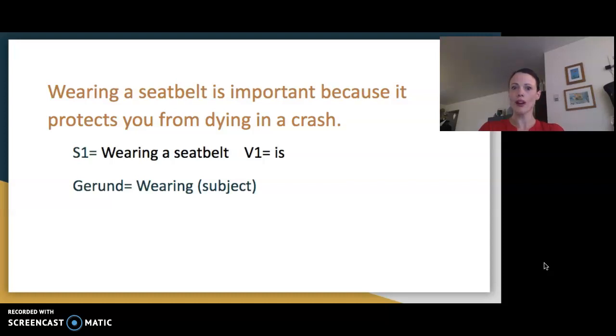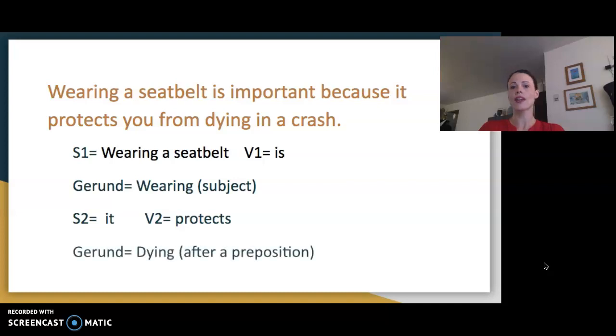Let's look at the second part of the sentence. What's our subject and verb? And do you see any gerunds? Our subject, it, and our verb, protects. And then we have the gerund, dying. So dying comes after the preposition from. How'd you do?